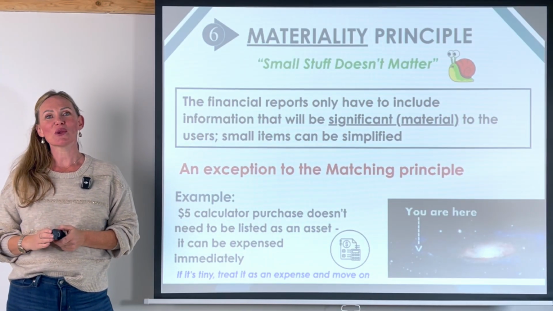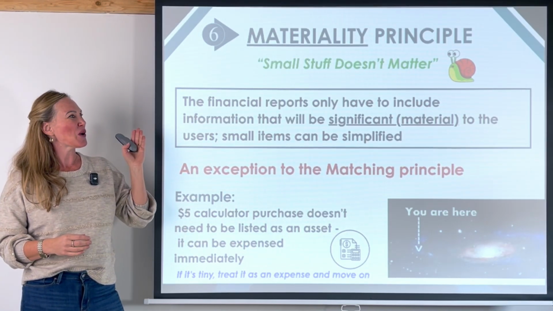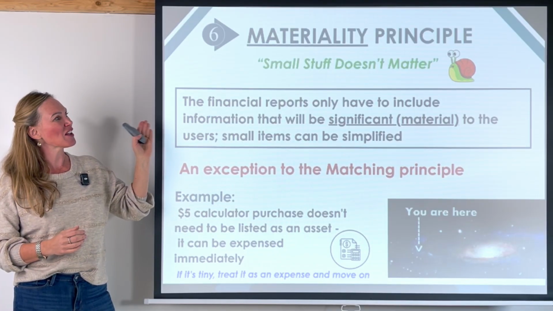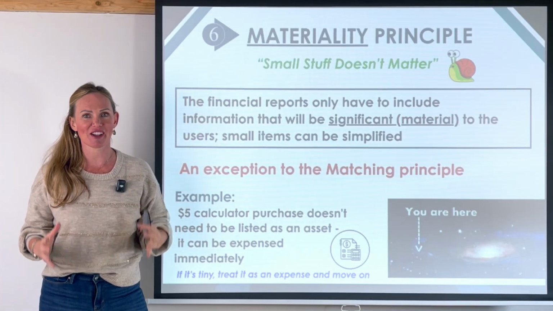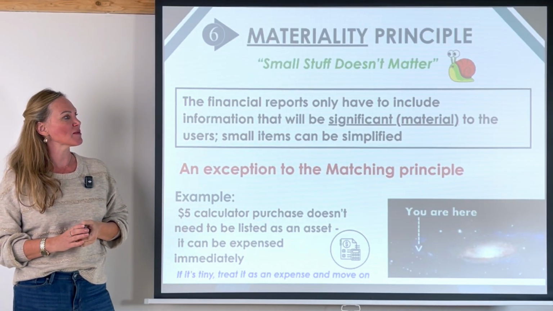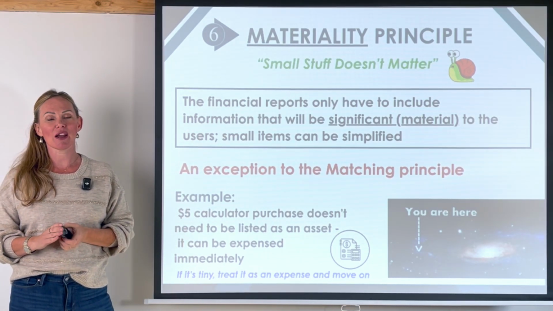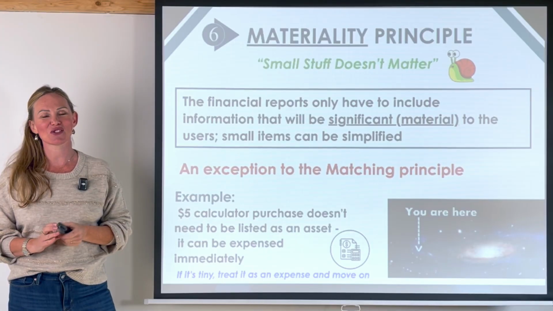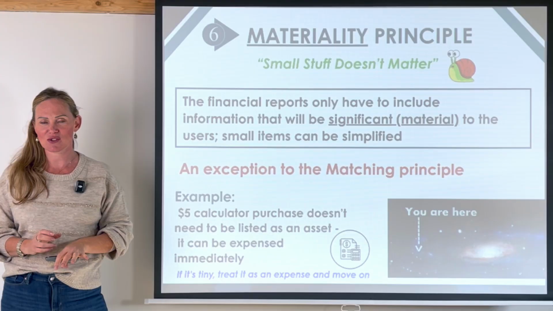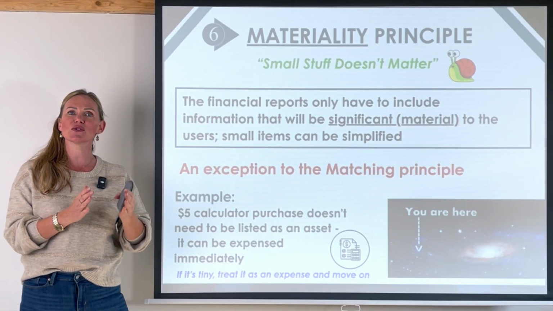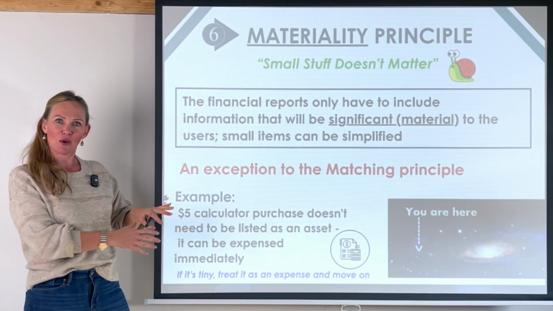So the next principle is called the materiality principle. And my students always say, what is this about? So materiality, think of it as the financial reports only have to include the information that will be significant, which is material, to the user. Small items can be simplified. This is a good example, right? If you buy a $5 calculator, you don't have to put it as an asset of your company because it's too insignificant. It's too small an item. You can just write it off as an expense to the company. So you can simplify how you apply principles to the small items. Okay, hopefully that makes sense to you, right?